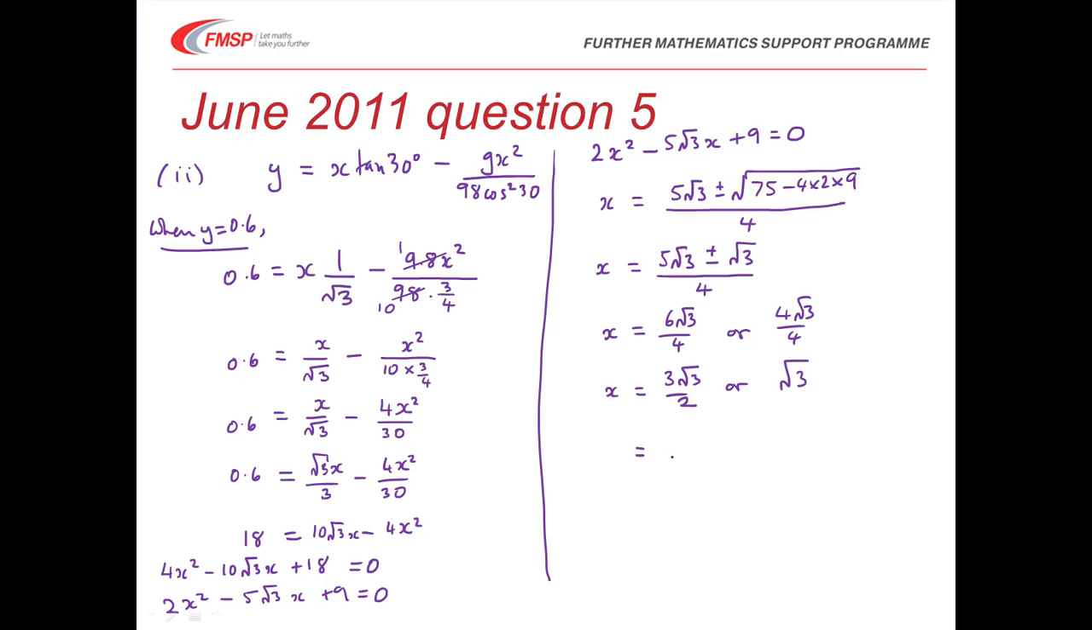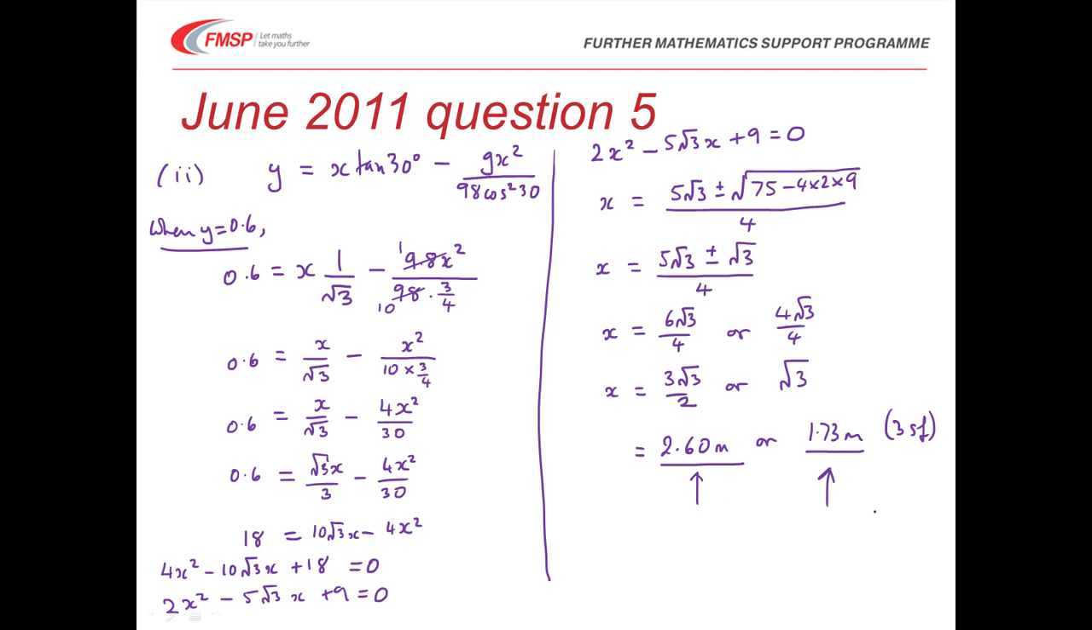As decimals then, if you want to see them, 3 root 3 over 2 is 2.60 meters. It's a displacement, remember, and the other answer is 1.73 meters, and both of those to 3 significant figures. Well, I've got two answers because that's the displacement on the way up when the height is 0.6, and this is the displacement when it's on the way back down and the height is 0.6.